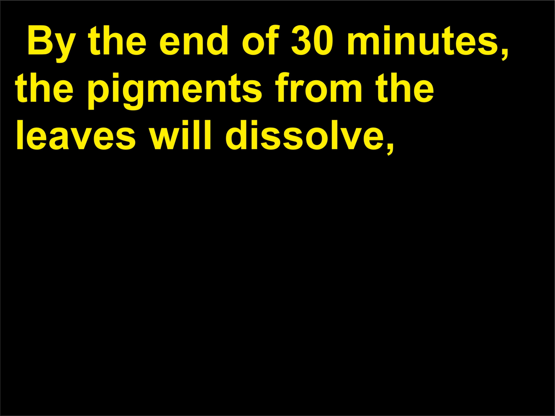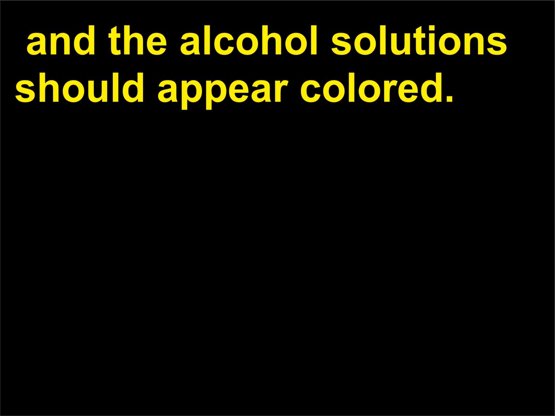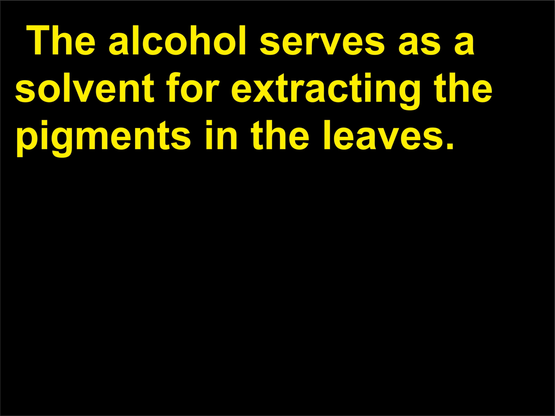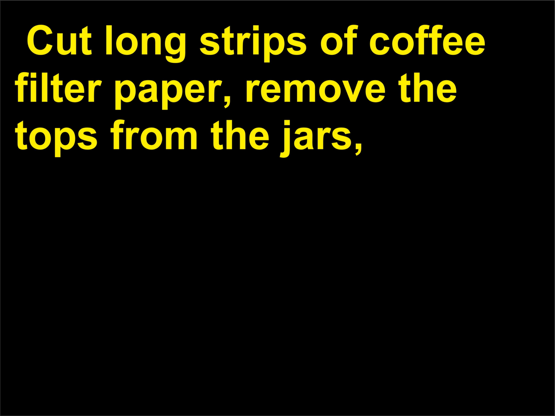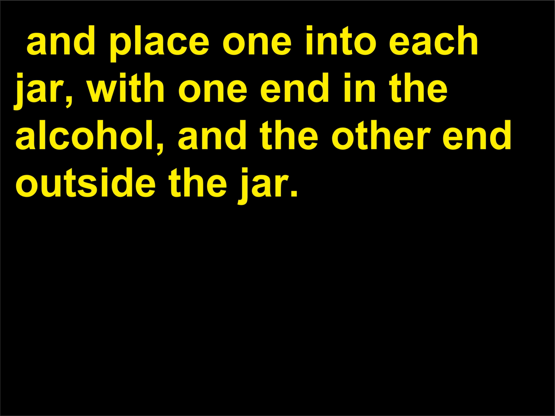By the end of 30 minutes, the pigments from the leaves will dissolve, and the alcohol solutions should appear colored. The alcohol serves as a solvent for extracting the pigments in the leaves. Cut long strips of coffee filter paper, remove the tops from the jars, and place one into each jar, with one end in the alcohol, and the other end outside the jar.